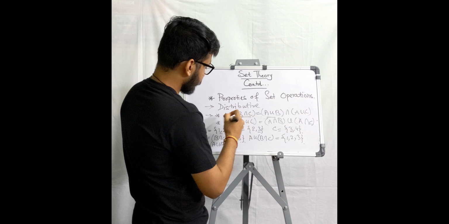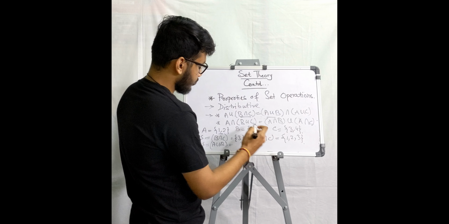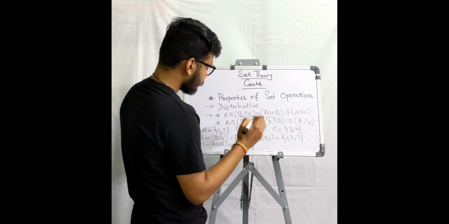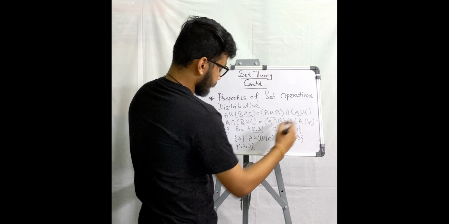What is A union B? What is A? 1 and 2. And what is B? 2 and 3. What is A union B? 1, 2 and 3, right? 1, 2 and 3. What is A union C?